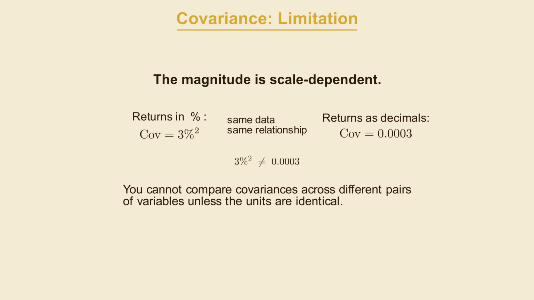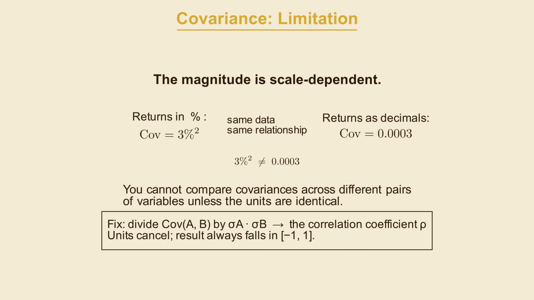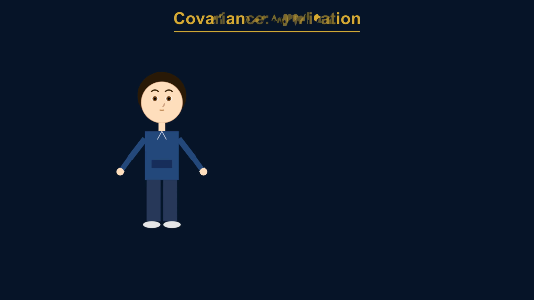The direction is meaningful, but the magnitude doesn't really have a fixed interpretable scale. It changes with every pair of variables that you apply it to. The fix here is to divide the covariance by the standard deviations of both variables. That removes the units entirely and produces a number that always lands within a fixed range. That's the correlation coefficient, and that's what we're going to cover next.